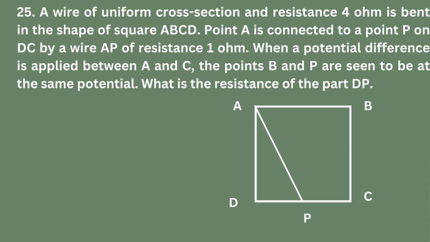25th, a wire of uniform cross section and resistance 4 ohm is bent in the shape of a square ABCD. Point A is connected to a point P on DC by a wire AP of resistance 1 ohm. When a potential difference is applied between A and C, the points B and P are seen to be at the same potential. What is the resistance of the part DP?